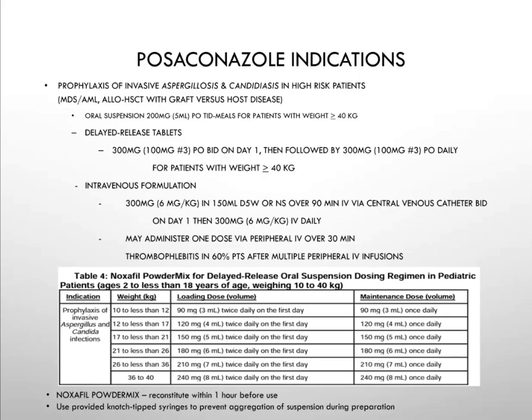It should be given via central venous catheter. You can go with 1 dose peripherally, but we see thrombophlebitis if you try to give multiple peripheral IV infusions.